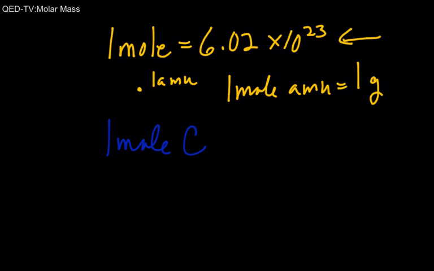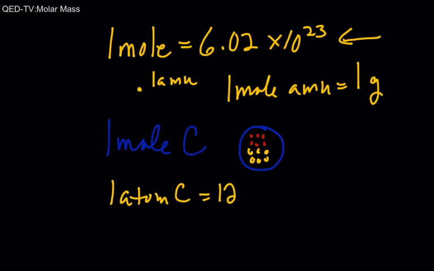Well, what is a carbon atom? A carbon atom would have 6 protons in it, and it would have 6 neutrons in it, right? For a total of 12 particles, or 12 AMUs. So the mass of a single atom of carbon is 12 atomic mass units. It's very small.